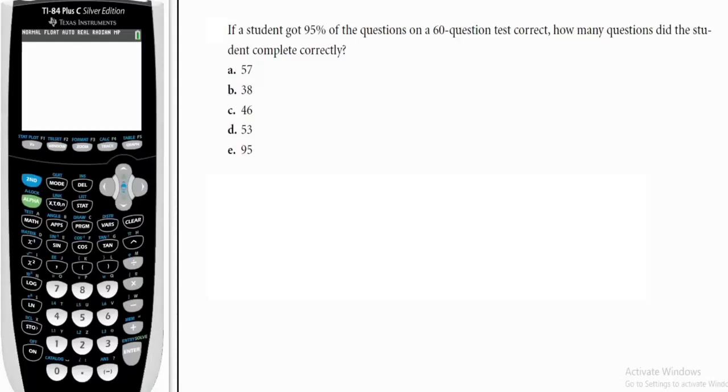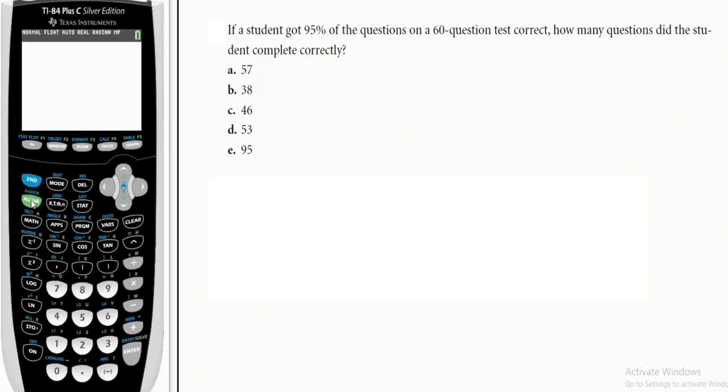In this video, we are going to learn how to solve this ACT math question. Alright, so this question is very simple, guys. It says if a student got 95% of the questions on a 60 question test correct, how many questions did the student complete correctly? Alright, so guys, 95% means, so it's in fraction.